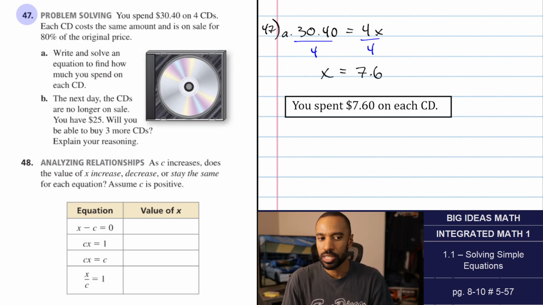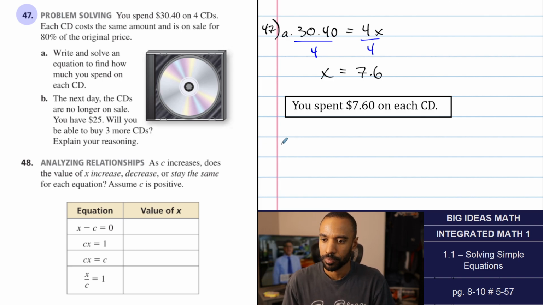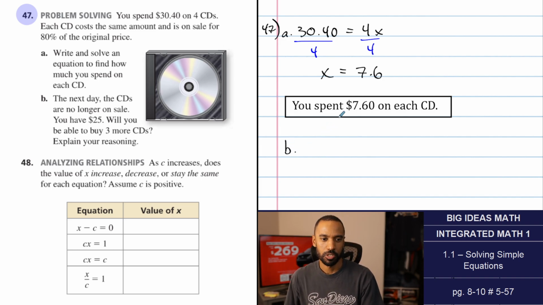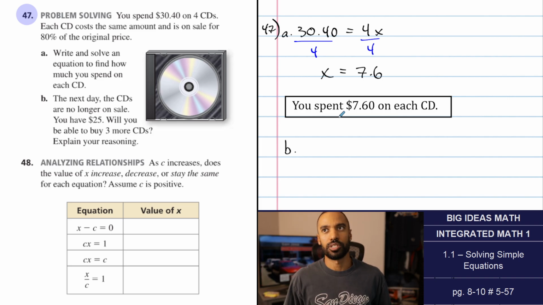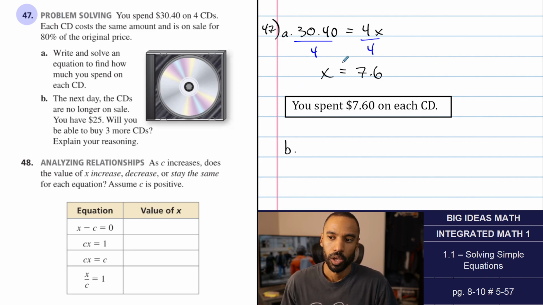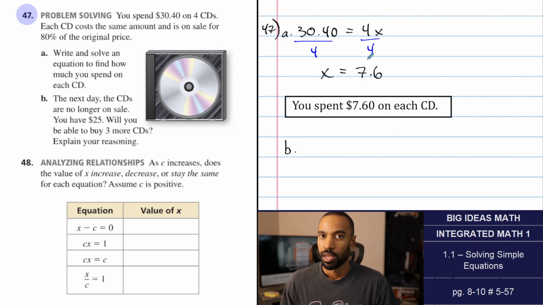The next day, the CDs are no longer on sale. You have $25. Will you be able to buy 3 more CDs? Explain your reasoning. Okay. The order which you choose to do this is your call. I'll just choose one method and I might speak on the other method after. Let's find out what the cost would be, because right now the cost of one CD is $7.60. That's 80% of the original price.